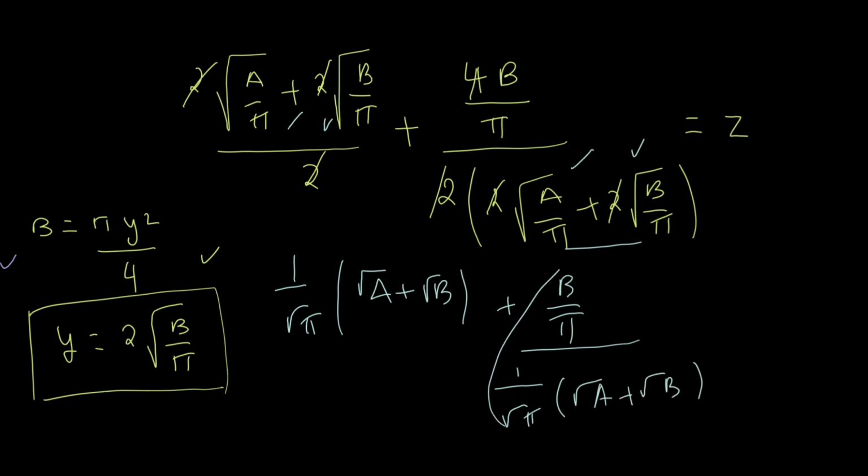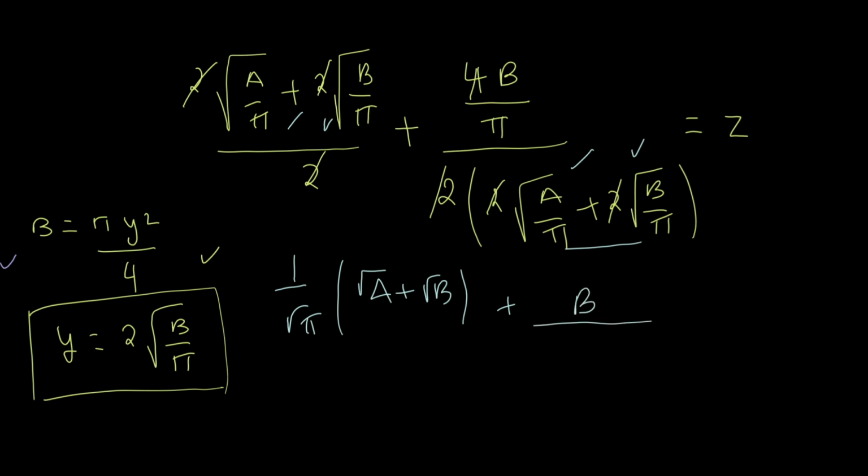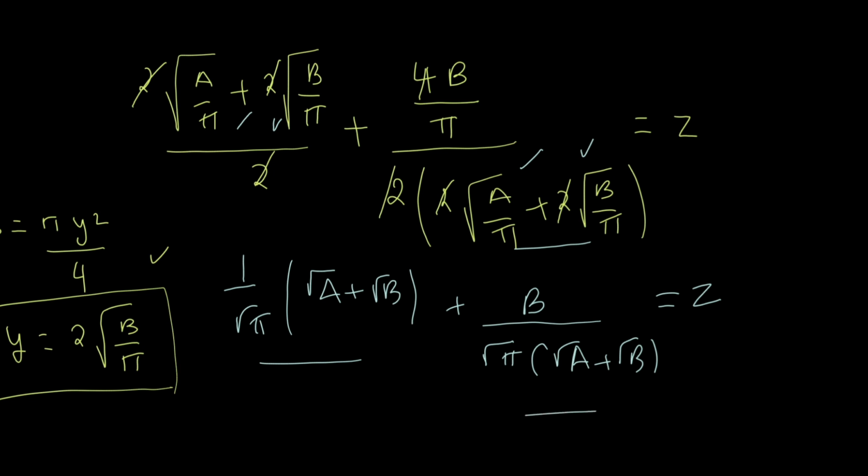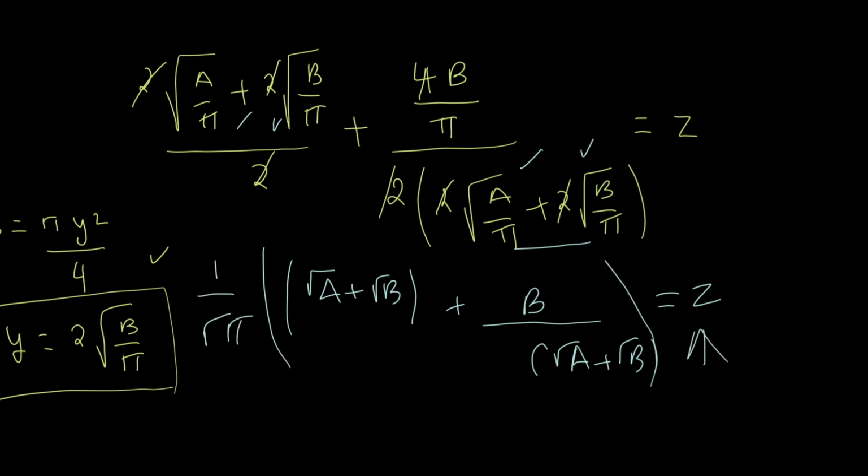Now we can even simplify this thing. So it will finally look like B divided by square root of pi multiplied with square root of A plus square root of B, and this thing is equal to z. Now we can see that from this and this we can even take 1 upon square root of pi common. So finally this thing will turn out to be 1 upon square root of pi multiplied with all these things, and this is z, that is ultimately the radius of the semicircle.